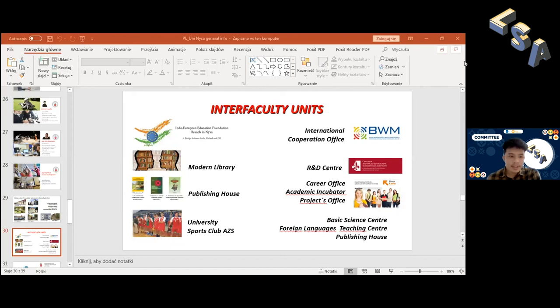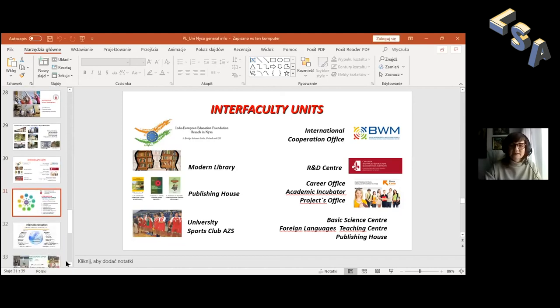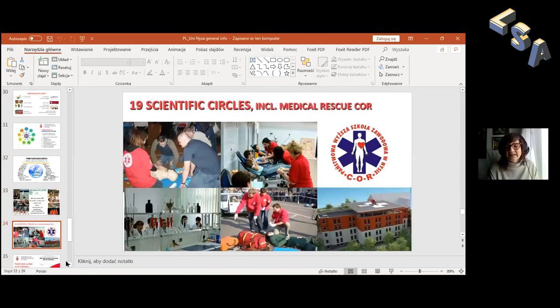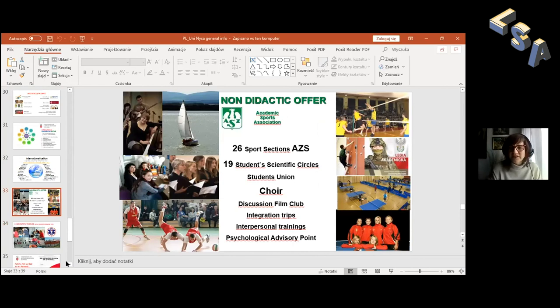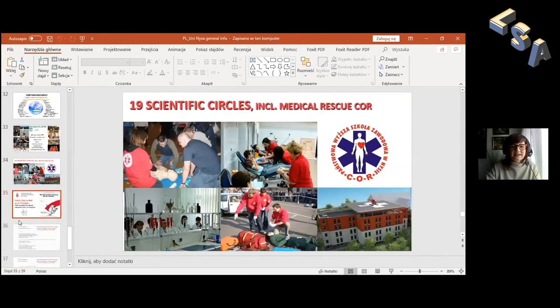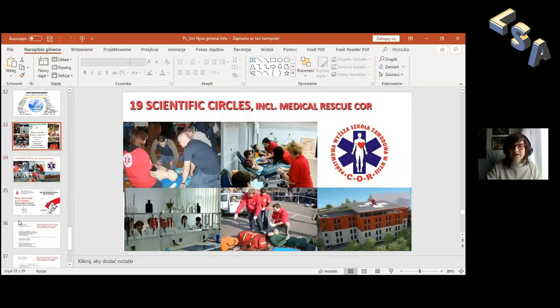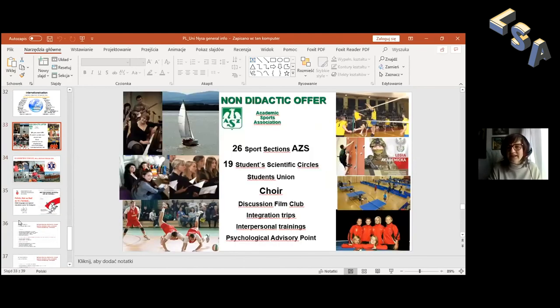Yes, it's clear. Okay. So in that case, as you see, we have different interfaculty units. Here, just a second. Yeah, here we have 26 sports sections and 19 student scientific circles, which extend the knowledge of different subjects. Students union, where you can learn different languages. We have also a discussion film club, integration trips, interpersonal trainings, and so on. In terms of sports activities, the most popular at our university are volleyball and table tennis, and we are very good in this, and we are achieving some championships there. But you can also do other things, starting from defense sports, like boxing, and finishing on chess or something lighter, or walking in the mountains. So that's it.